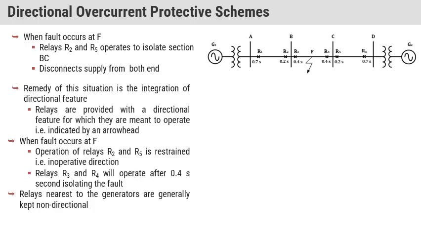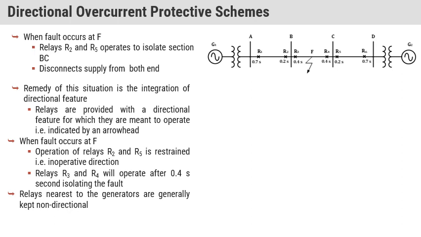When a fault occurs at point F, relays R2 and R5 operate to isolate section BC. Which relays operate? R2 and R5. If R2 and R5 open, they will separate section BC. Section BC is isolated from the power system. The remedy for this situation is the integration of a directional feature.